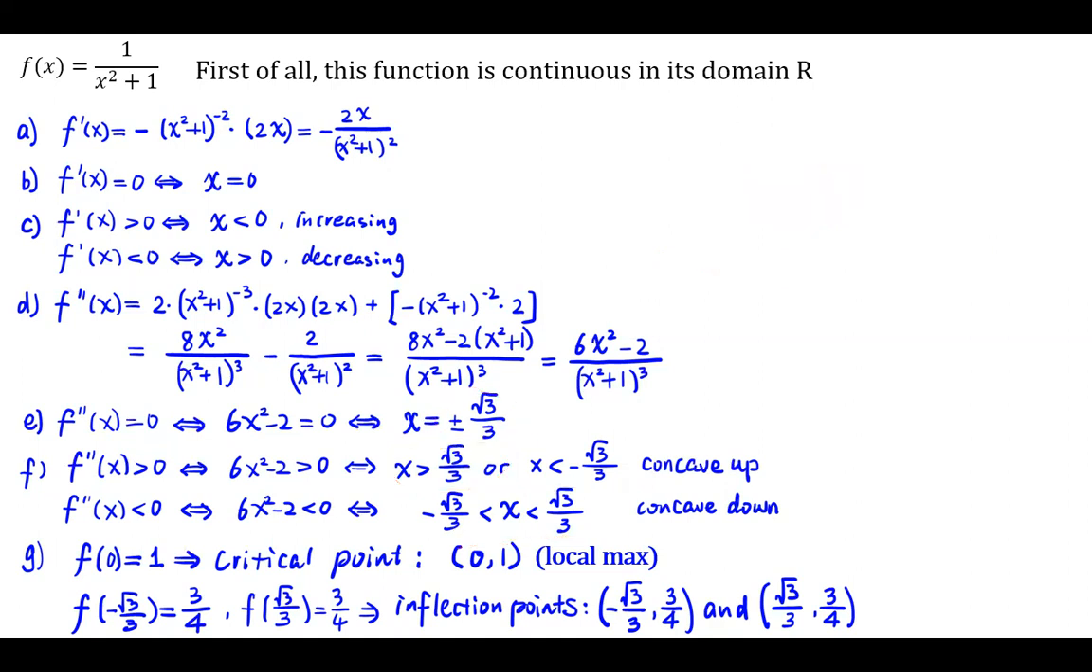And we can also find the value of this function at these points. f of negative square root of 3 over 3 is 3 over 4. And f of positive square root of 3 over 3 is also 3 over 4. Therefore, there are 2 inflection points, which are negative square root of 3 over 3, 3 over 4, and positive square root of 3 over 3, 3 over 4.